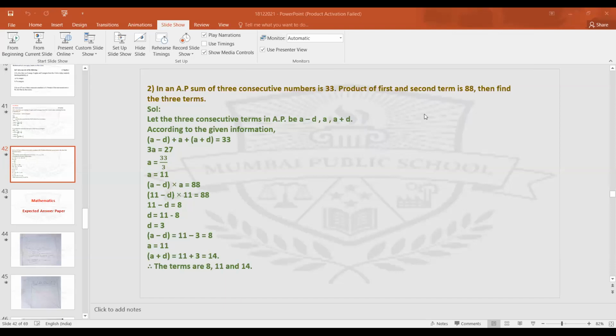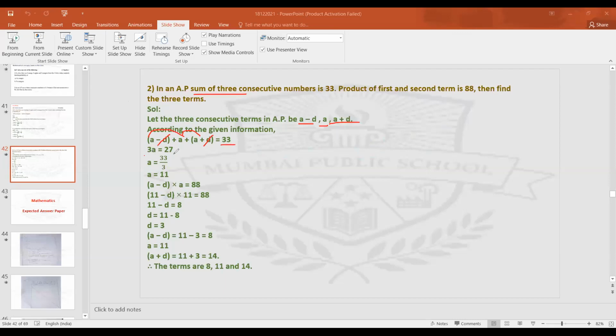Now see, consecutive terms, matlab ek ke baad ek. So here, when there are three terms, you assume them as a minus d, a and a plus d. First important condition, sum of the three consecutive numbers. Sum matlab addition karoge aap. So a minus d plus a plus a plus d. Check in this way. Once you write that, what happens is, check, positive and negative terms: minus d plus d gets cancelled. Understand? Now here a plus a plus a is 33.